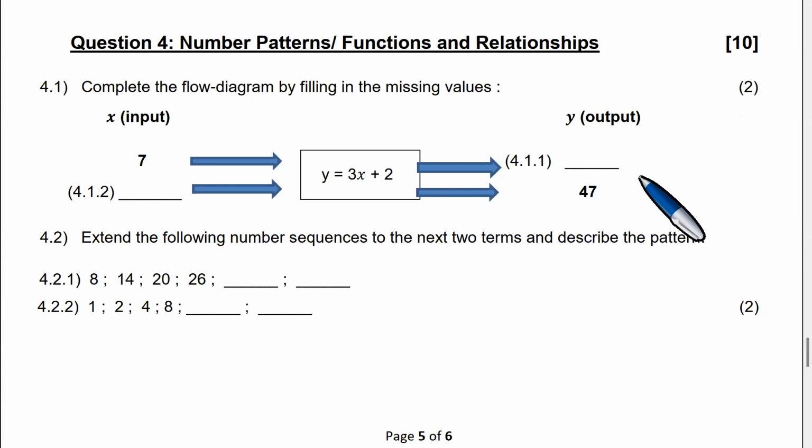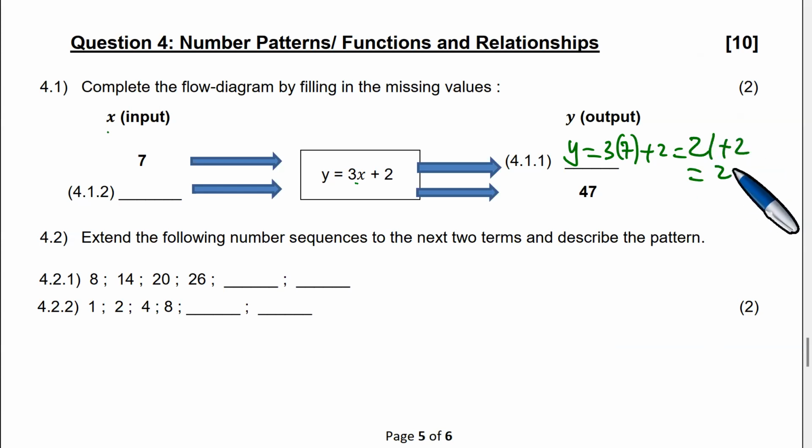So 39. How did you get it? Wait. So isn't the input there 3x? Isn't it 3 times 7 plus 2? Yeah, that's what I said earlier. I said that if the x is 7, you multiply. Oh, multiply. So x is 7, times 3, plus 2. What is 3 times 7? 21. Plus 2. What is 21 plus 2? 23. So it must be 23.